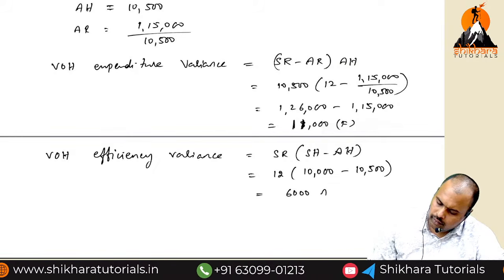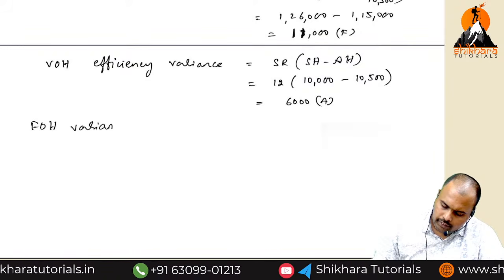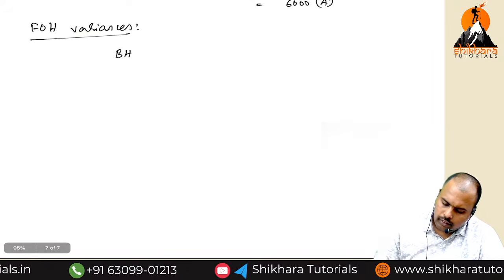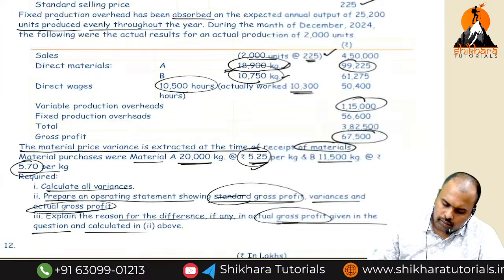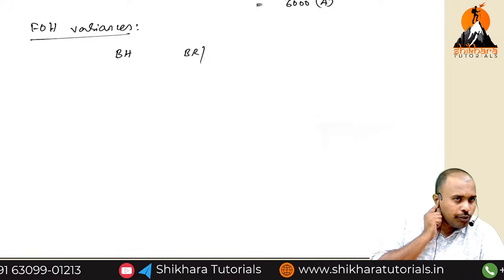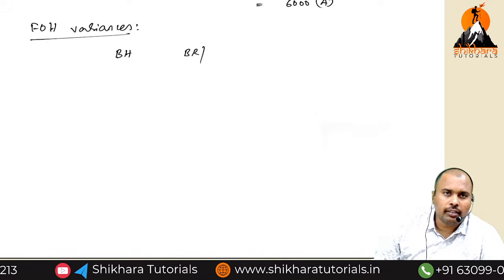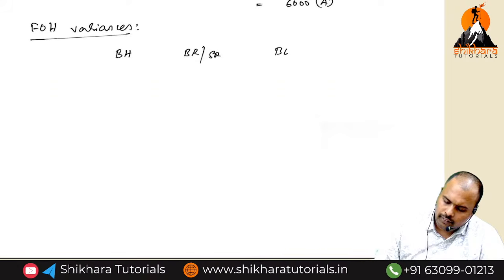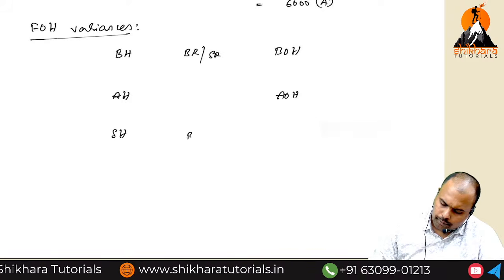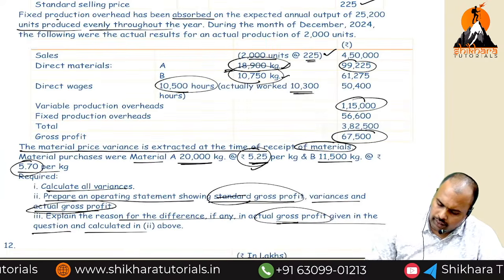6,000 adverse. Next, fixed overhead variances. If you can remember, I want only fixed overhead expenditure variance and fixed overhead volume variance. Expenditure variance is difference between BOH minus, okay, anyhow, let me write it quickly. I should not confuse you. SHPR or SR SOH.